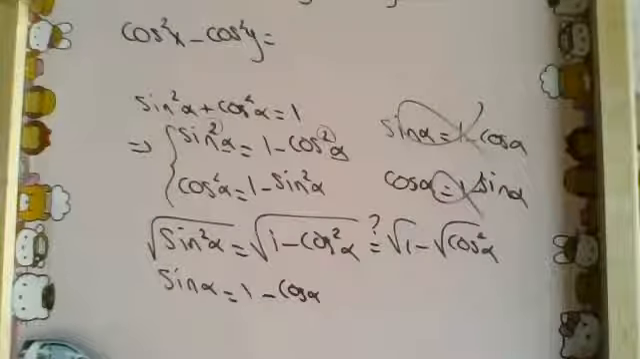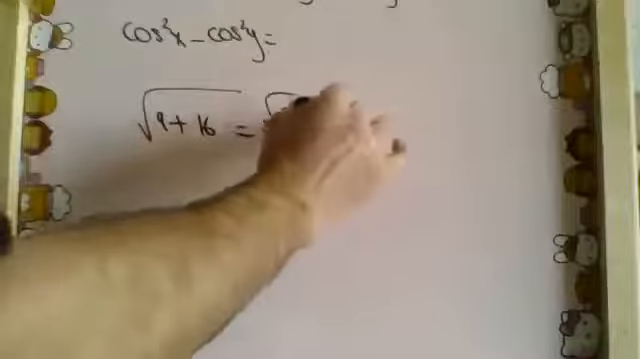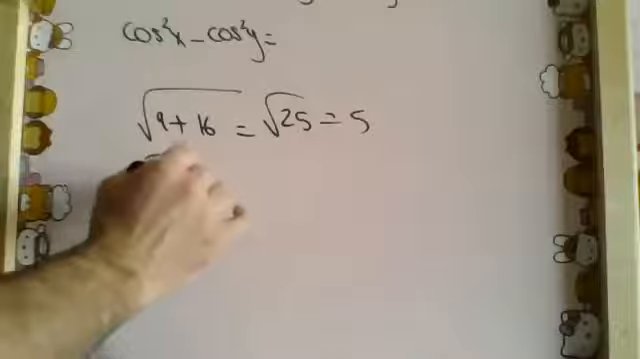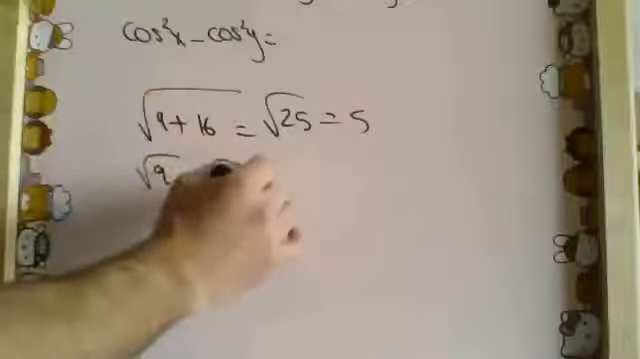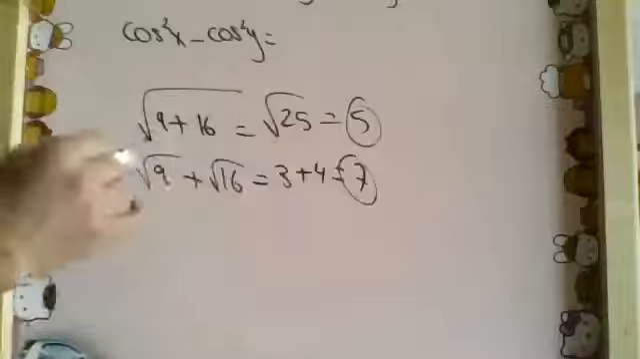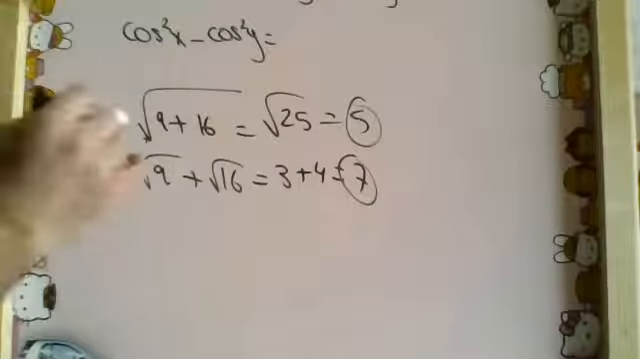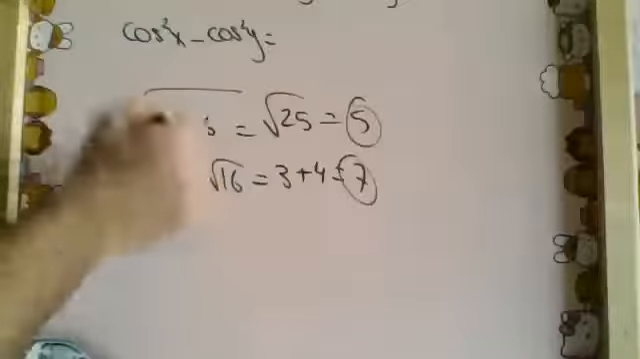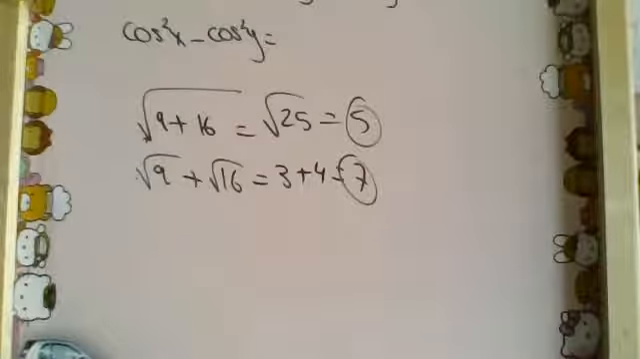Here is a very simple example. Take radical 9 plus 16. Radical 9 plus 16 is radical 25, which is equal to 5. While radical 9 plus radical 16, if you distribute the radical, will be 3 plus 4, which is 7. They are not equal. So when you have addition or subtraction, you can distribute the radical only on multiplication and division. Okay? So back to the trigonometric functions.